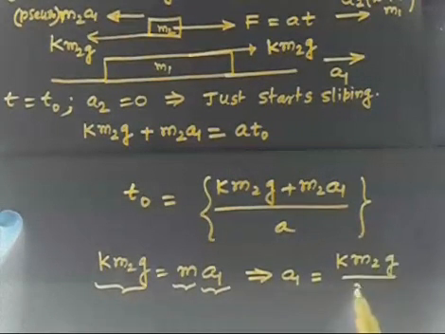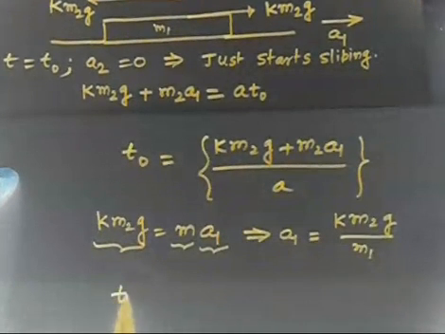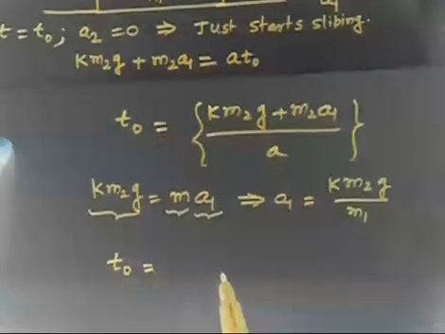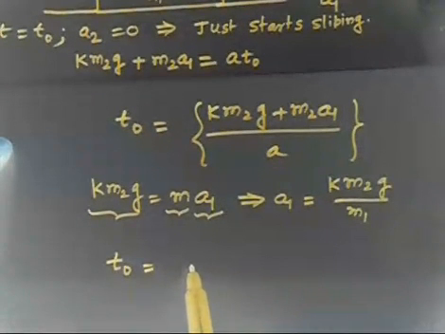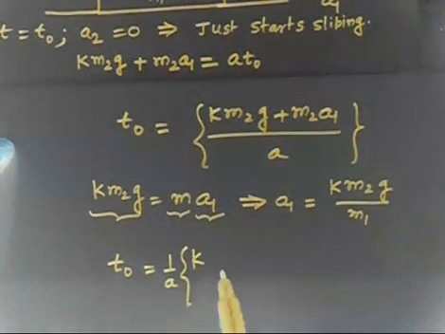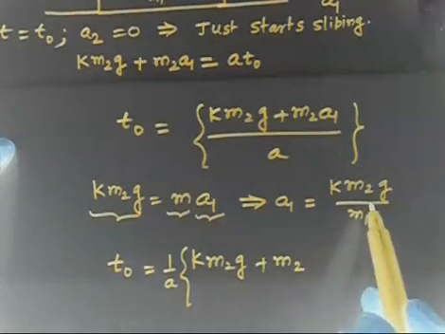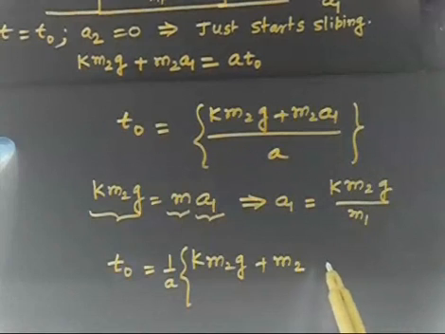Km2Z divided by M1. If I plug the value here, I will find T naught. So T naught will be Km2Z. Let us take this 1 by A common. So this becomes Km2Z plus M2, and what is this? This is K.